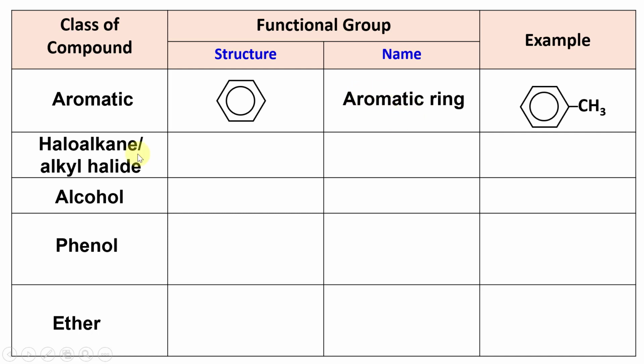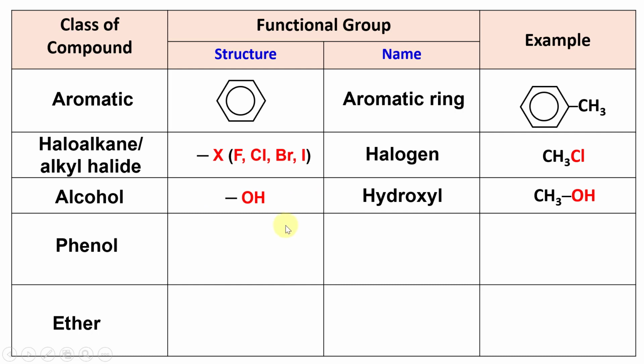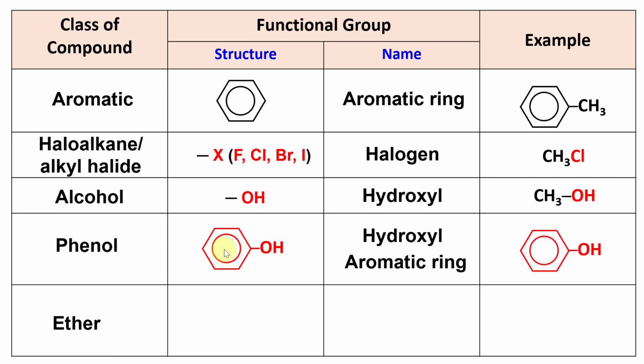When the carbon of an alkane is bonded to one or more halogens, the compound is referred to as an alkyl halide. In the alcohol, a carbon is single bonded to a hydroxyl group, which is the OH group. Phenol has a hydroxyl group directly attached to one of the carbons of the aromatic ring. So in phenol, it has two functional groups, which are the hydroxyl group and the aromatic ring. In ether, also known as the alkoxy group, a central oxygen is bonded to two carbons.